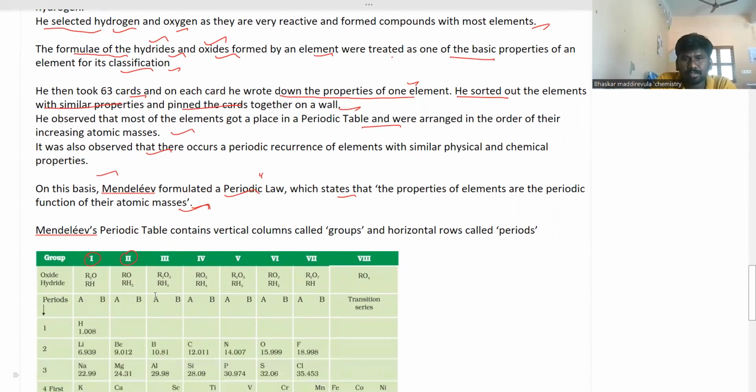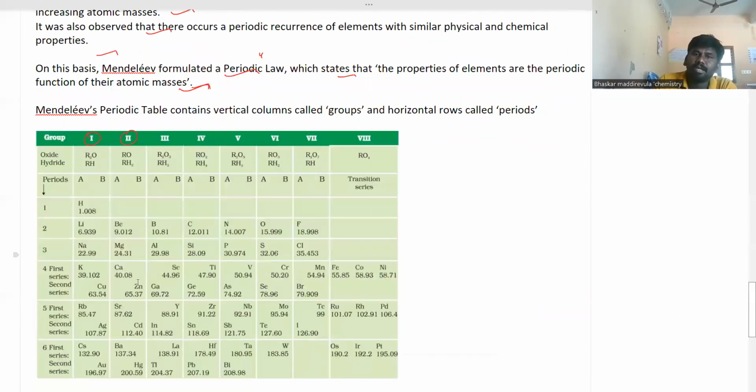These vertical columns he called groups, and the horizontal rows he called periods. You can see the periods here: period number 1, period number 2, 3, and so on. These are the periods in Mendeleev's periodic table.